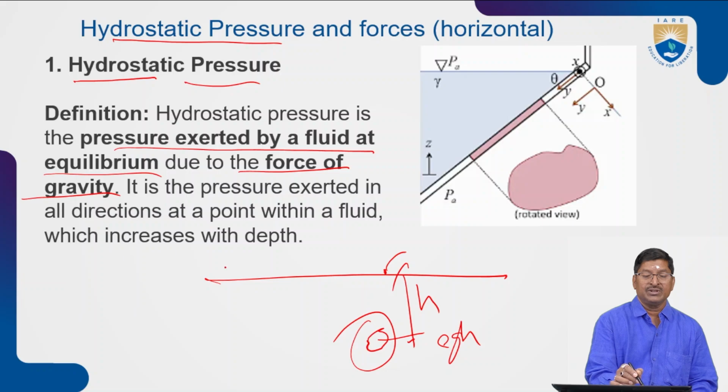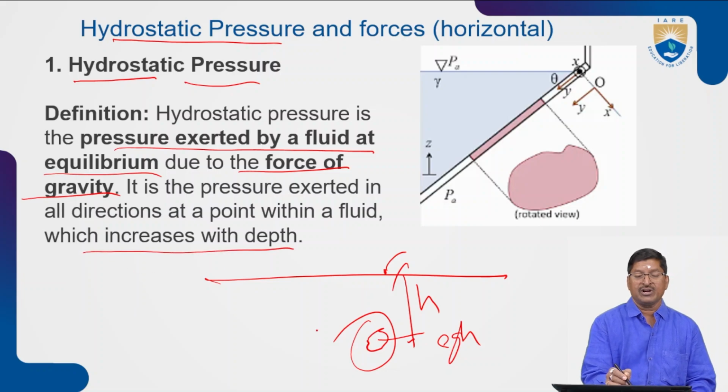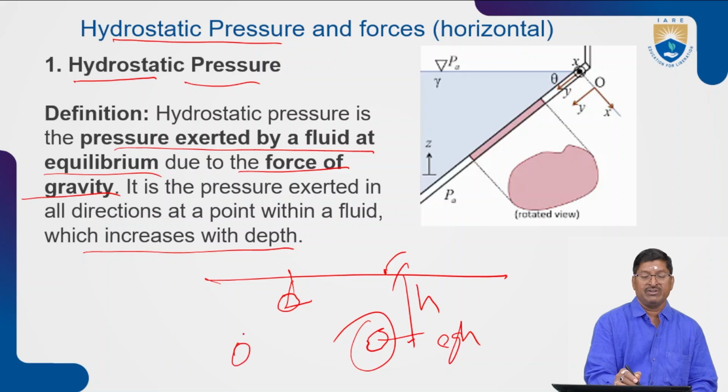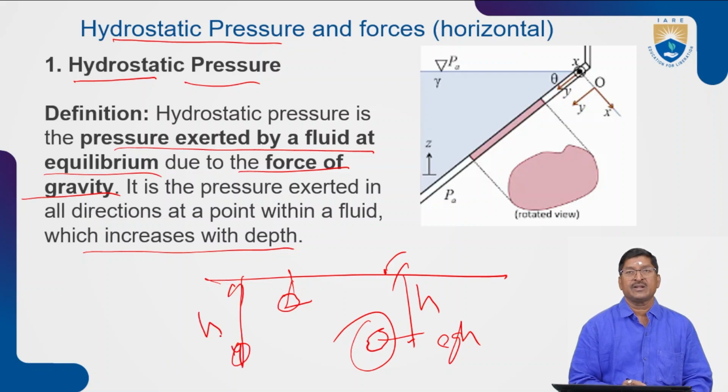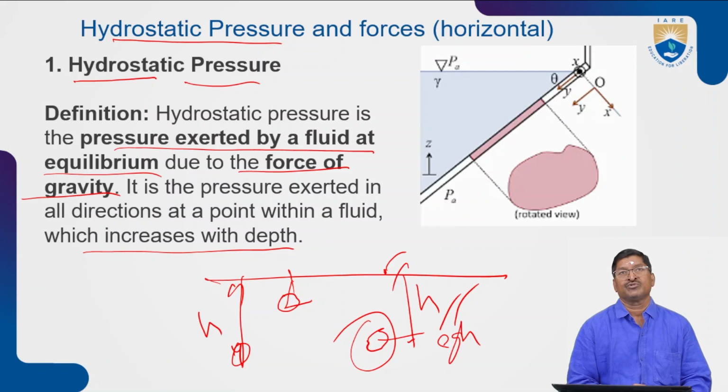Okay, so it increases with depth. If the object is here, it will have somewhat lesser pressure. If it is deeper, that means h increases, because density is constant and acceleration due to gravity is constant. As depth increases, the pressure also will increase. So that is the hydrostatic pressure.